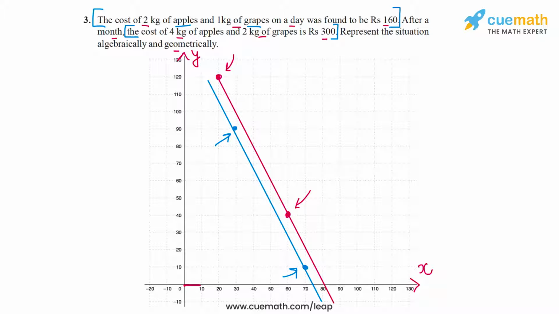So interestingly, we see that the two solution lines are parallel, they do not intersect. So the geometrical representation or the graphical representation of the given situation is this pair of parallel lines that you see here. And with that, we have completed question 3.